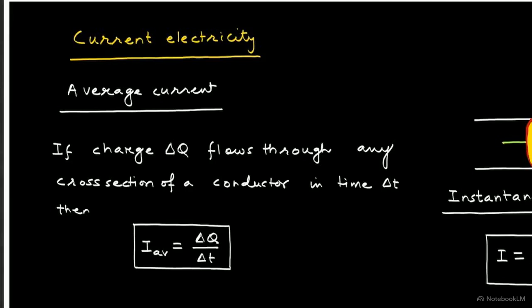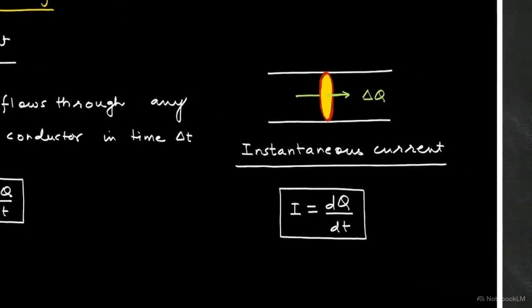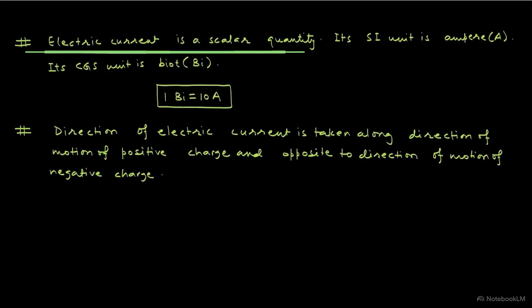On the left, average current calculates the macroscopic change in charge over a set block of time. But if we shrink that time window down to an infinitely small slice, we get the instantaneous current, defined with calculus as I equals dq over dt. Looking at these notes, we see electric current is defined as a scalar quantity.